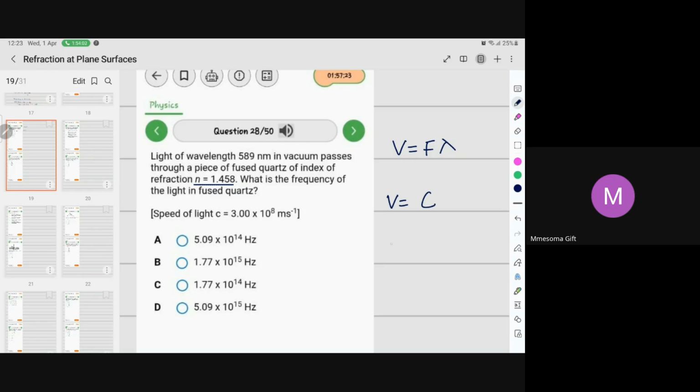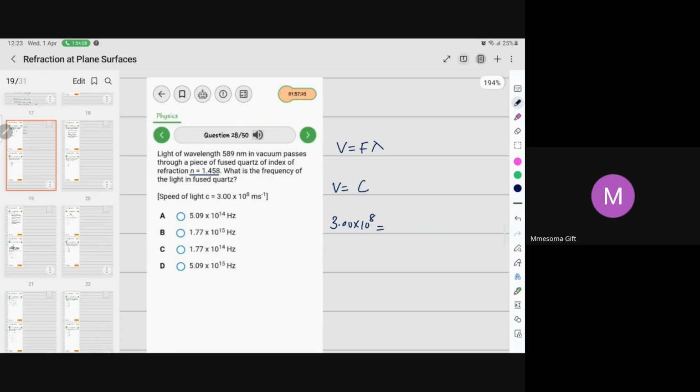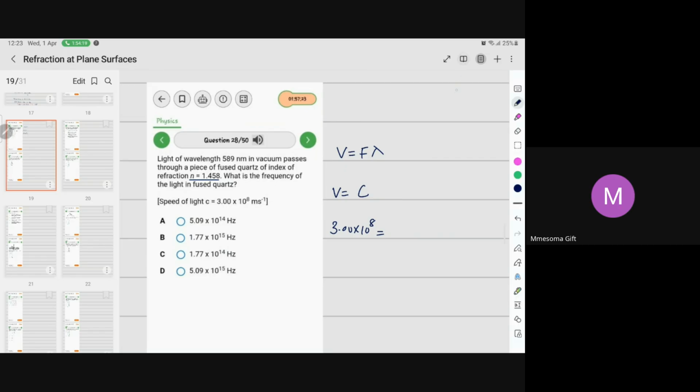So that means that I have 3.0 times 10 raised to the power 8 is equal to what? Is equal to the frequency there. What am I looking for? What's the frequency of the light in the other one, right? So now v is equal to what? Are you there?